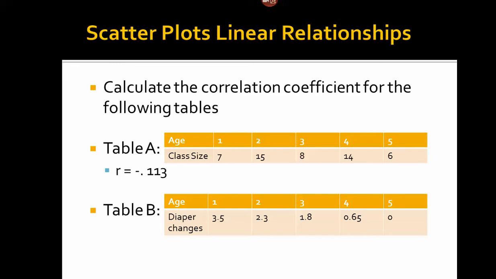The correlation for this list is negative 0.993, which shows there is a very strong relationship, according to our data, between age and diaper changes, and it is a negative relationship because the r is negative. And that concludes this slideshow.